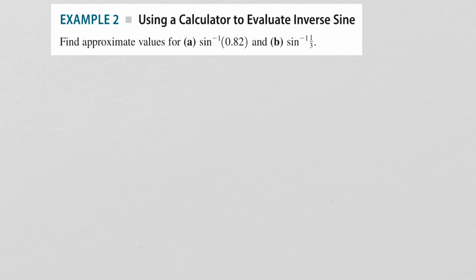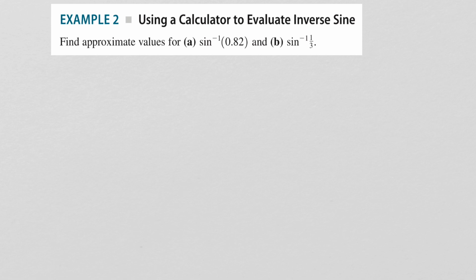Now, if you're not given a special value for which you already know the angle, for example, if you're given the inverse sine of 0.82 or the inverse sine of 1/3, 0.82 and 1/3 are not known special values of the sine function. And so in this case, we have to make sure to use a calculator, and we need to put that calculator in radian mode. Otherwise, it's going to give you an angle in degrees.